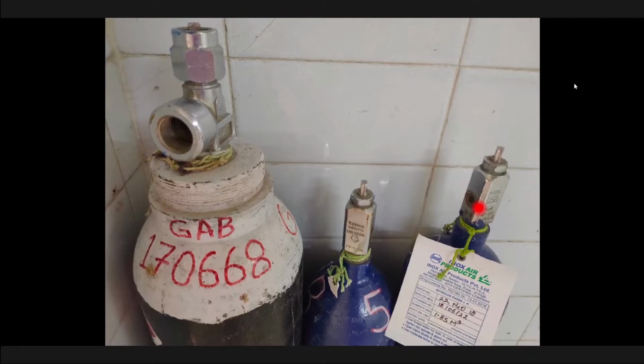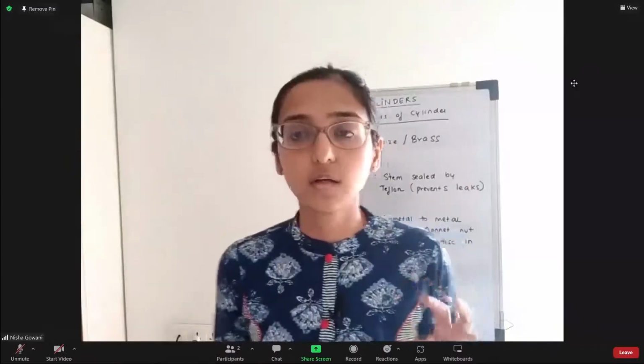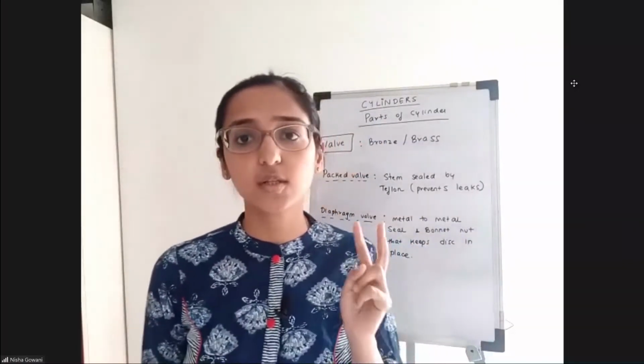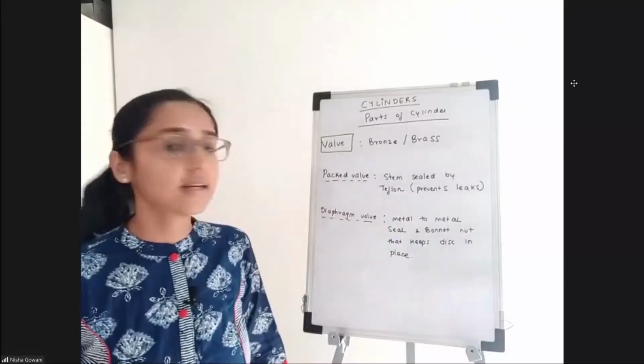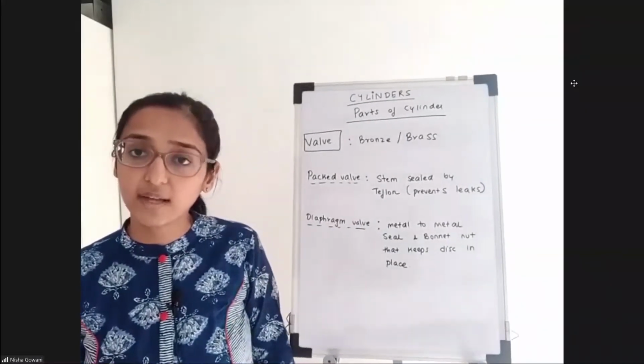This valve also has a stem. Where the marker is, that is the stem. The stem is rotated to open and close the valve. The stem will seal against a seat to close the valve, and the stem moves up to open the valve. There are important points about the valve. There are two types of valves: the pack type of valve, and the diaphragm type of valve.